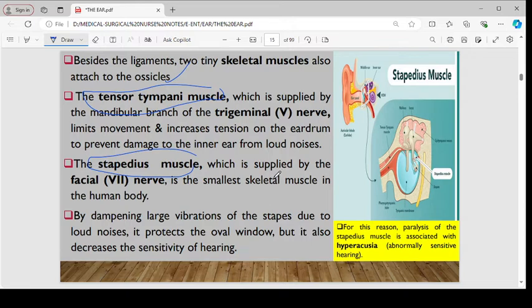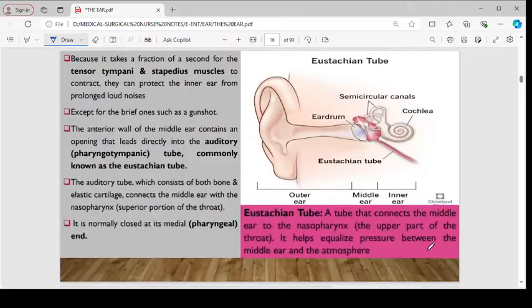So by damping large vibrations of the stapes due to loud noises, it will protect the oval window, but it can also decrease the sensitivity of hearing. For this reason, we normally assess the paralysis of the stapedius muscle. Paralysis of the stapedius muscle is associated with hyperacusis, which is abnormally sensitive hearing.